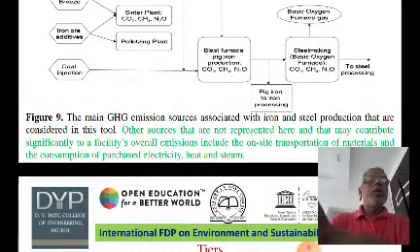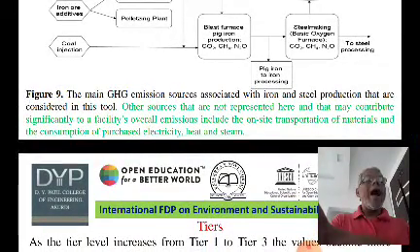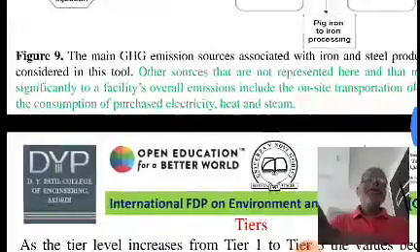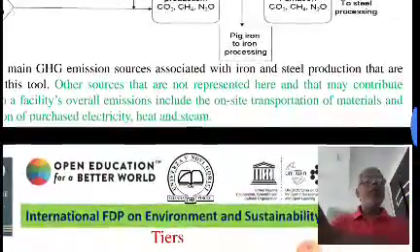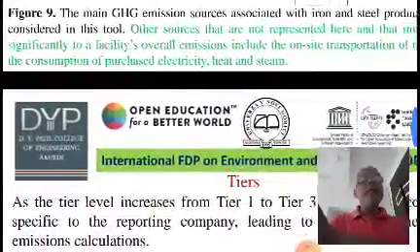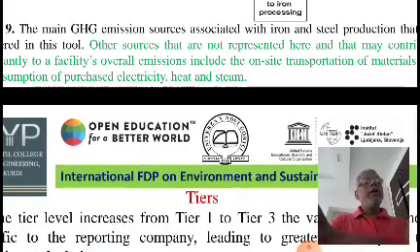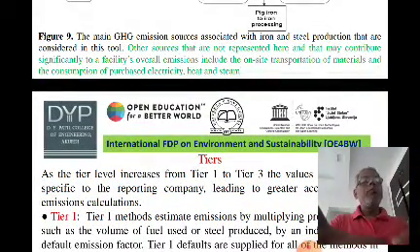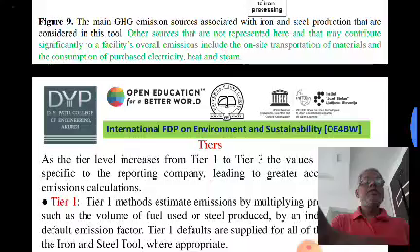So this figure shows the greenhouse gas emission sources associated with the iron and steel production that are considered, right? Other sources that are not represented here, and that contribute significantly to the facility's overall emission, include the on-site transportation of material and the consumption of purchased electricity, heat and steam. That part is not considered, because you will come to know that only the greenhouse gases related to the iron and steel are covered. It is a very big and vast topic.